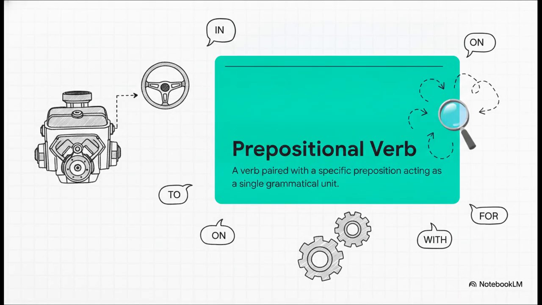To really use these tools effectively, we've got to look under the hood. What exactly is a prepositional verb anyway? Basically, it's a base verb paired up with a specific preposition. Words like in, to, on, with, or for. When paired together, they express a highly specialized meaning, and most importantly, they act as a single grammatical unit. You can kind of think of them as an inseparable team. The verb is the engine, and the preposition is the steering wheel, giving it a highly specific direction.